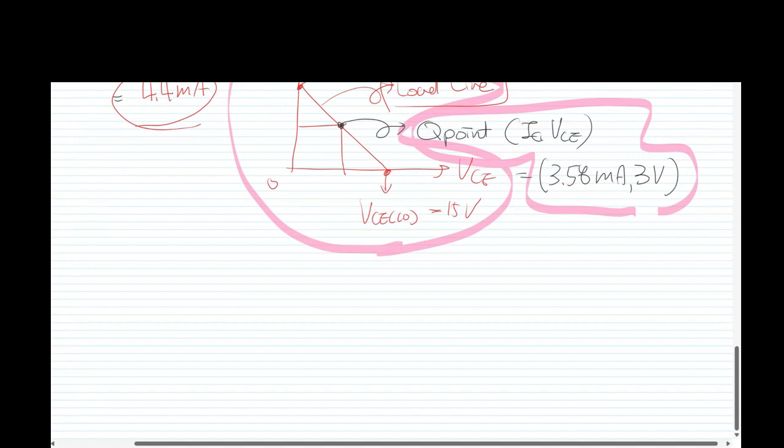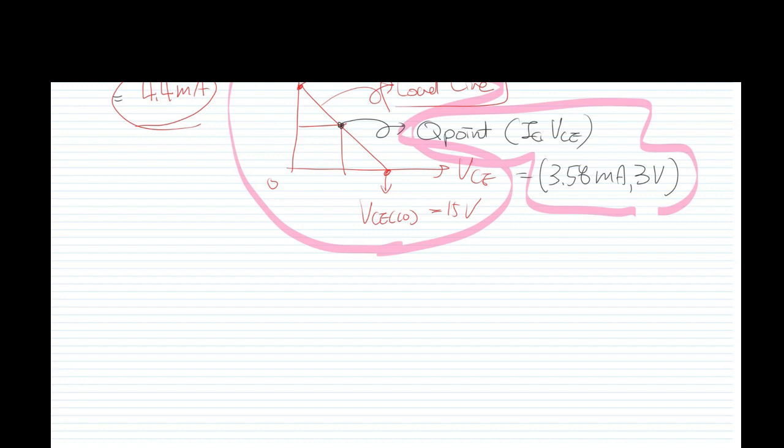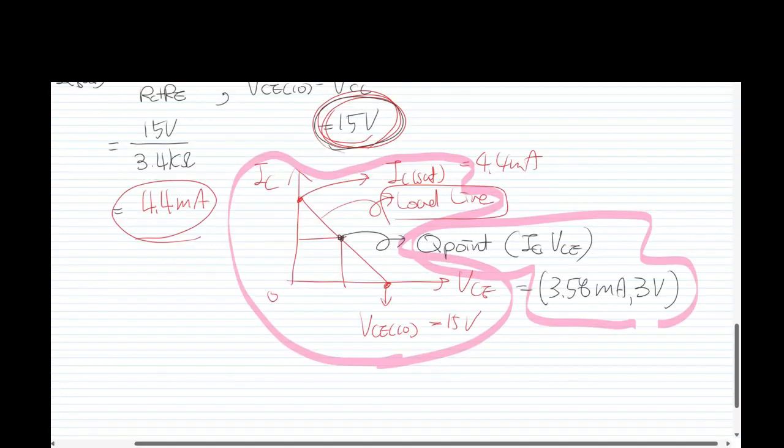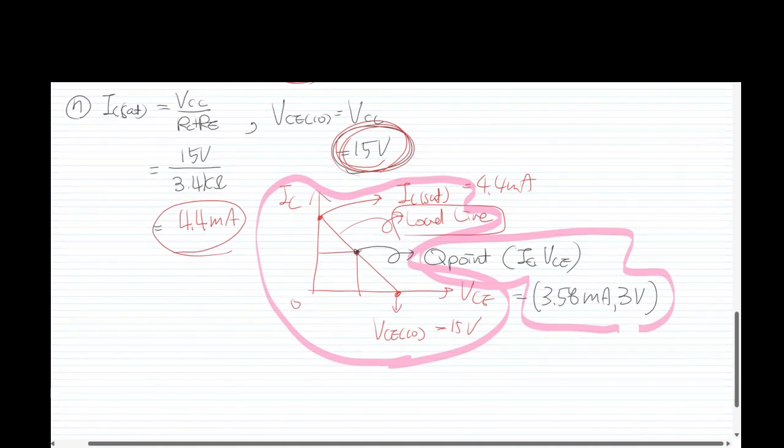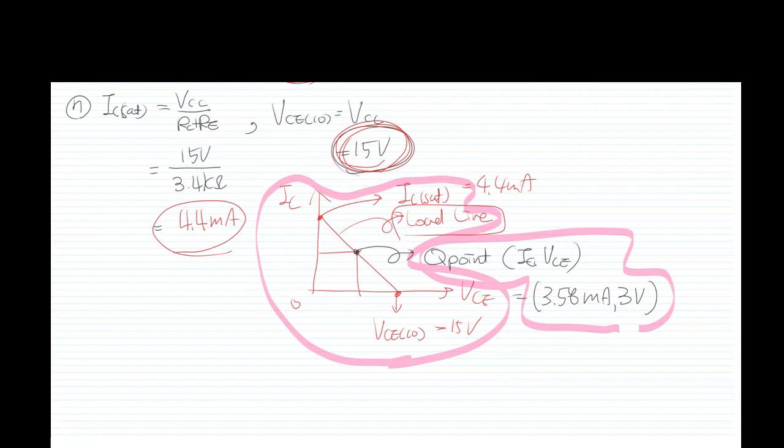Any questions? I strongly recommend that when you go back home, you practice and read the books. Honestly, it was impossible to understand just from my class. So for the Q point, we use the regularly calculated I sub C and V sub CE, but for the load line, we use I sub C saturation and V sub CE cutoff. Yes. Perfect. Thank you.